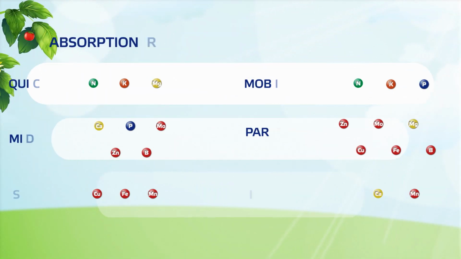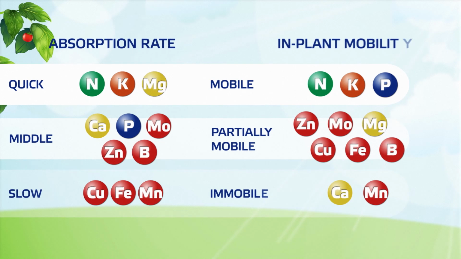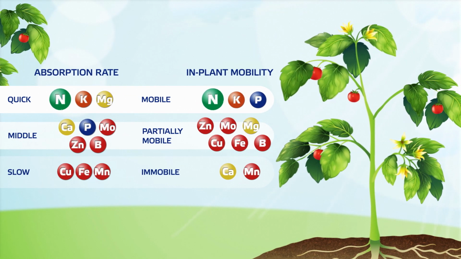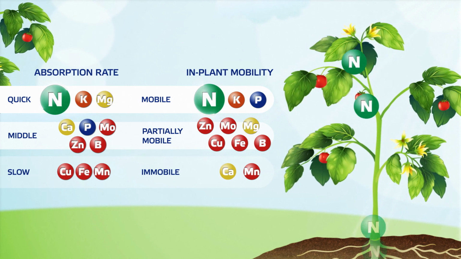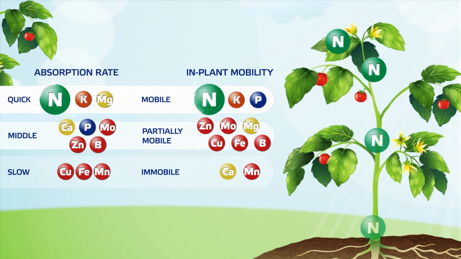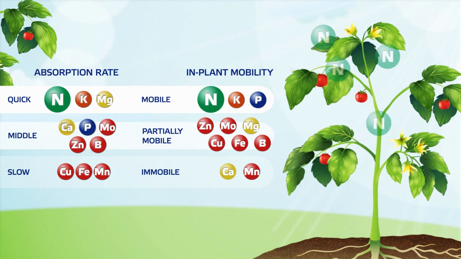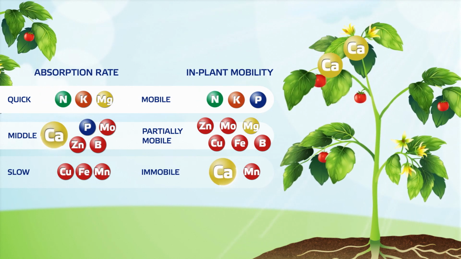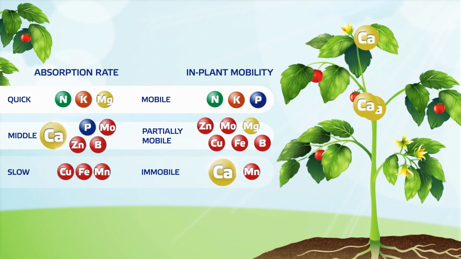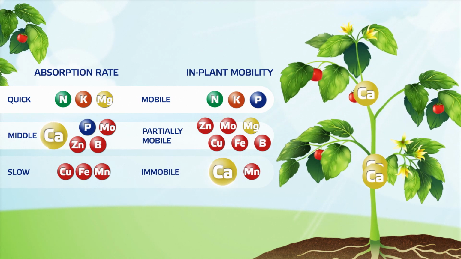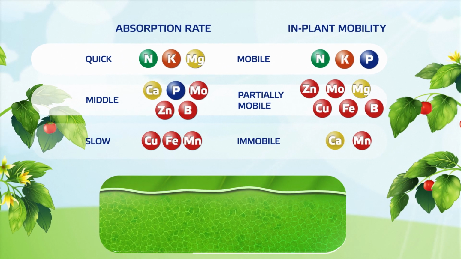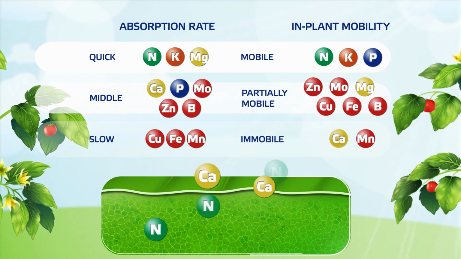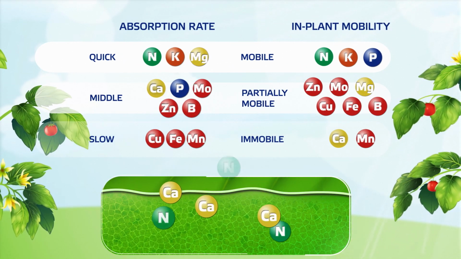All nutrients can be classified based on their absorption rate and in-plant mobility. For example, nitrogen is quickly absorbed by the leaf surface and is also a mobile element that moves easily within plant tissues during vegetation. Calcium is absorbed slower than nitrogen. Also, it is a stationary element that practically does not move inside a plant. A shortage of calcium is typically observed in young leaves, while a shortage of mobile nitrogen appears in older leaves.